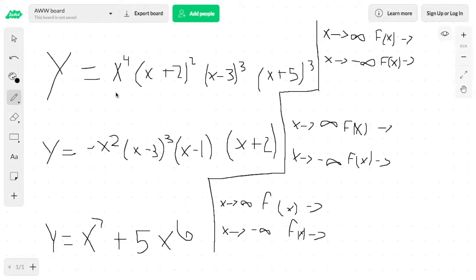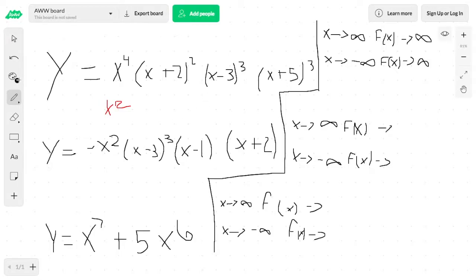For our last equations, the first is y equals x to the fourth, (x plus 2) squared, (x minus 3) cubed, (x plus 5) cubed. So our term of highest degree for this one would be 4 plus 2 plus 3 plus 3, which is 12, and the coefficient is positive. So that means we have an even positive, which means it's going up. As x approaches positive infinity, f of x also approaches positive infinity, and as x approaches negative infinity, f of x approaches positive infinity as well.